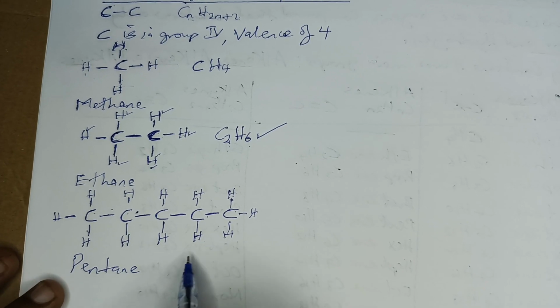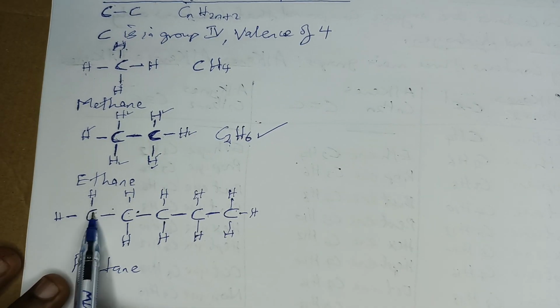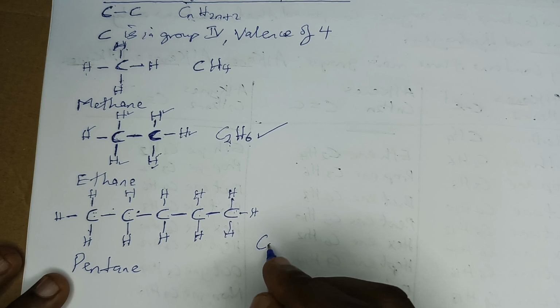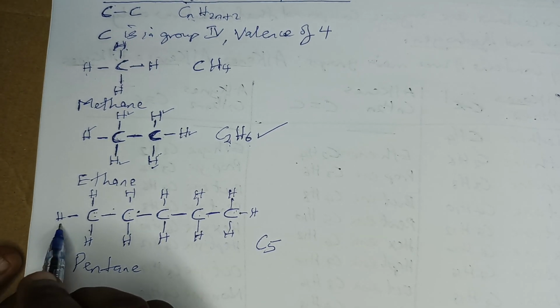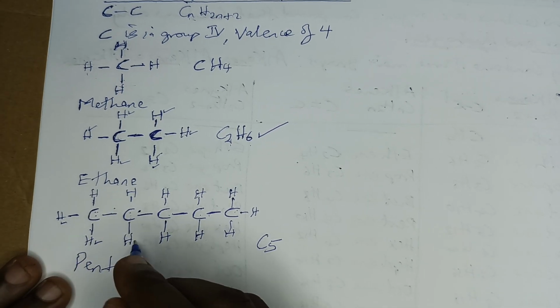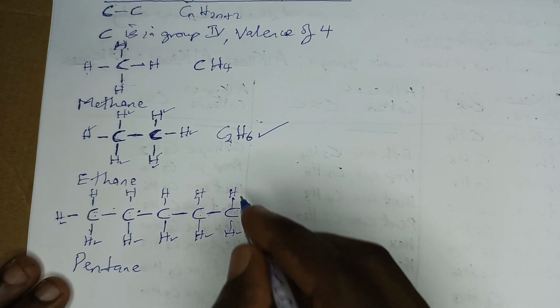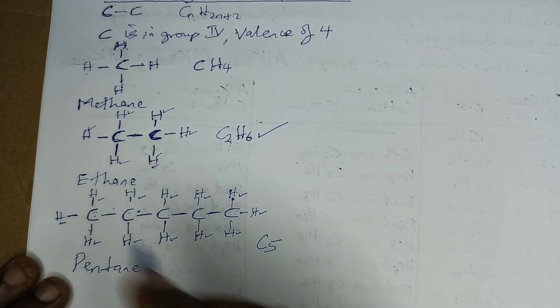Now, once the name is pentane, let's verify the molecular formula. 1, 2, 3, 4, 5, so we have C5. Let's count the hydrogen. Let's start from here. We have 1, 2, 3, 4, 5, 6, 7, 8, 9, 10, 11, 12.